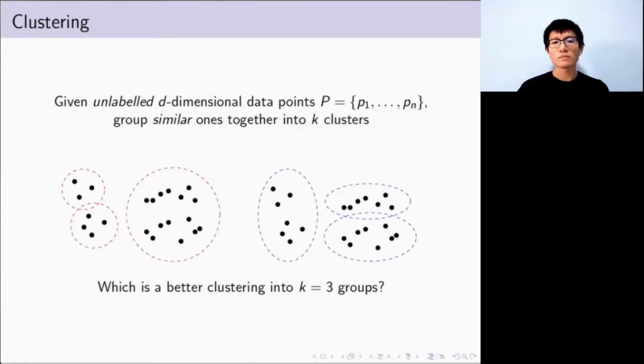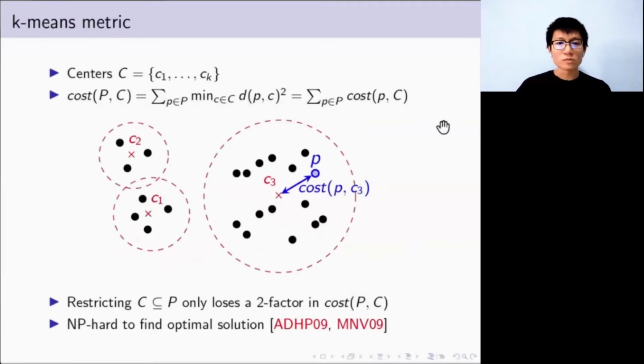To get a notion of what is better, one has to define some kind of objective or metric to compare them. One commonly used objective is the K-means metric. Given centers C1 to Ck, the cost is defined as the sum of all points in P to their closest center under the squared Euclidean distance metric. For example, suppose the centers are the red crosses, then the cost of this blue point P is denoted by the gap between P and C3.